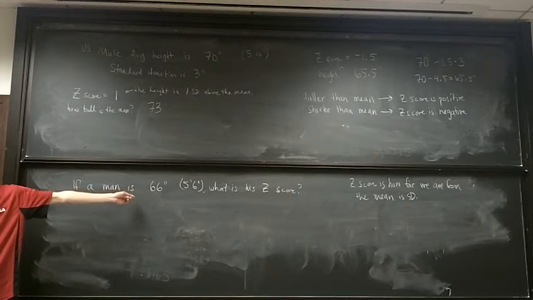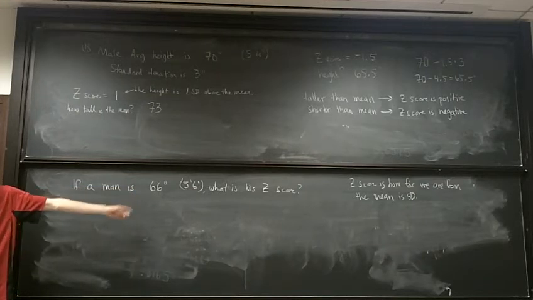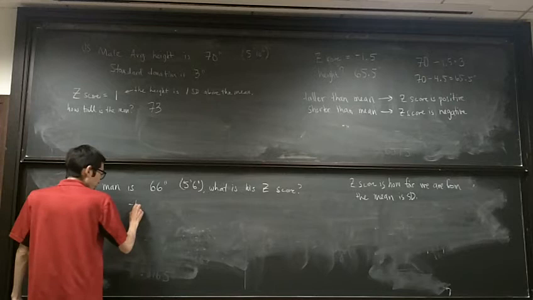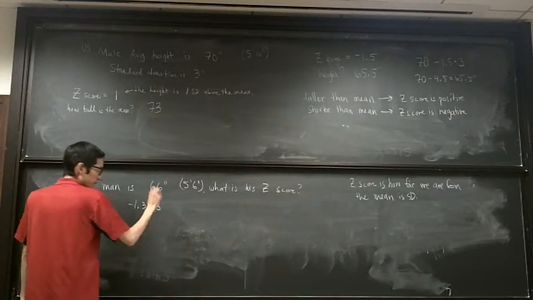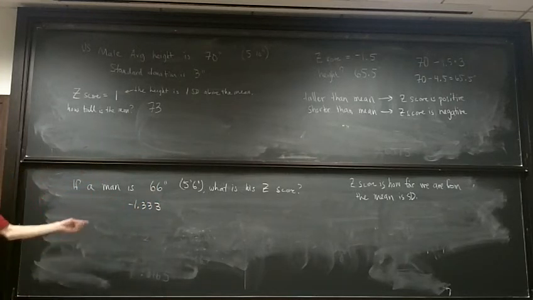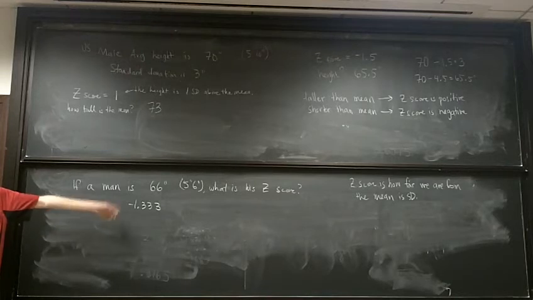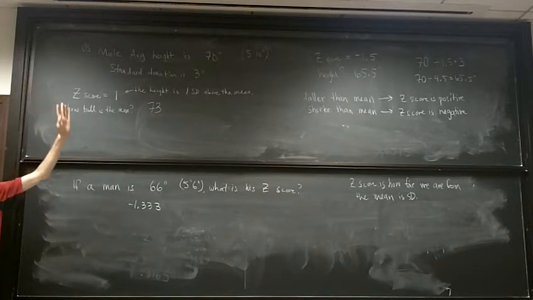Z-score here? Negative 1.333, right? Is that okay? How did I get that? Who did not get this? Okay, good. Thank you for saying that so we know that we're going.